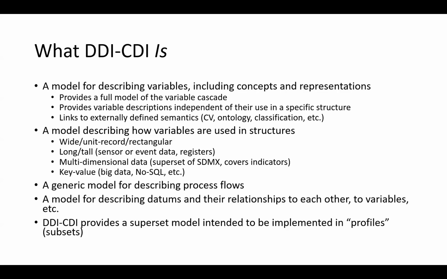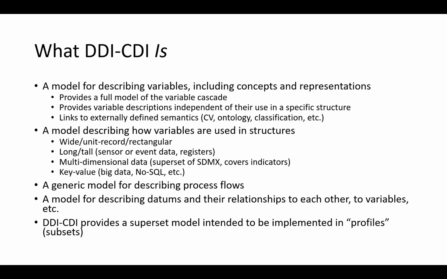What we have in DDI-CDI is a model for describing variables, a very concept-rich model, so full variable cascade, looking at representations, looking at a lot of the relationships between things like categories and concepts, universes, populations, unit types, the whole stack. And that is not dissimilar in many ways to what's in lifecycle, because we want to be aligned on that variable cascade model. The idea is that you need to be able to describe variables independent of their use in a specific structure, because the whole point is to show how they travel between structures.